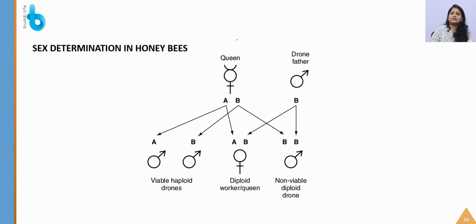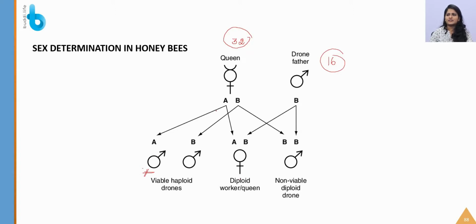So in sex determination in honeybees, the female will contain a complete set of chromosomes, whereas the male will contain only half a set, that is, haploid chromosomes. If there is no fertilization, some viable haploid drones develop from the gamete of the queen bee itself. So without fertilization, some haploid drones will develop, by the method of parthenogenesis.